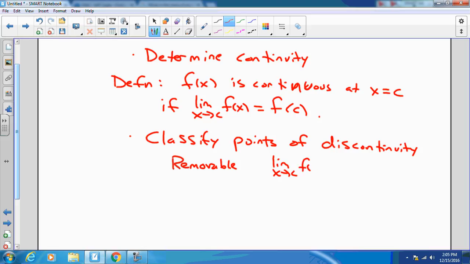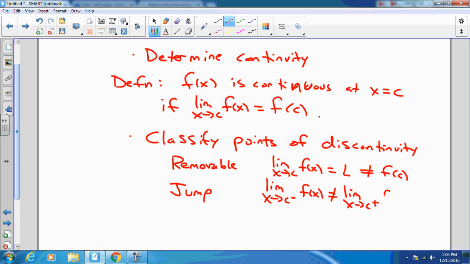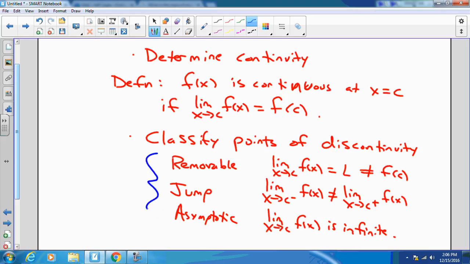Tomorrow I will pick up with an example of this, but very briefly, remember that we have 3 types. Removable, in which the limit as x goes to c of f is equal to L, but f of c is not equal to L. A hole. That's exactly right, but its official name is a removable discontinuity. We have a jump discontinuity, in which the limit as x goes to c from the left is different from the limit as x goes to c from the right. And then finally, we have asymptotic, in which the limit as x goes to c of f is infinite.